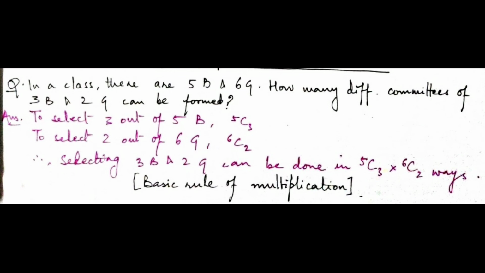So we know the fundamental principle of counting and the basic rule of multiplication. And now we also have an idea of the difference between permutations and combinations.